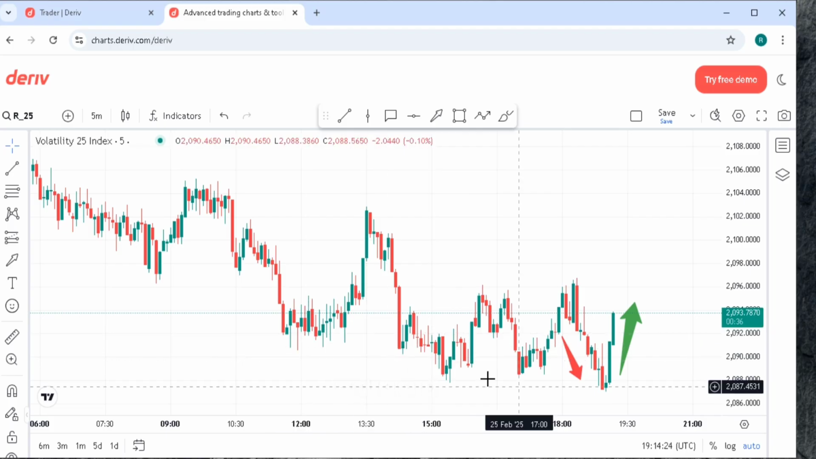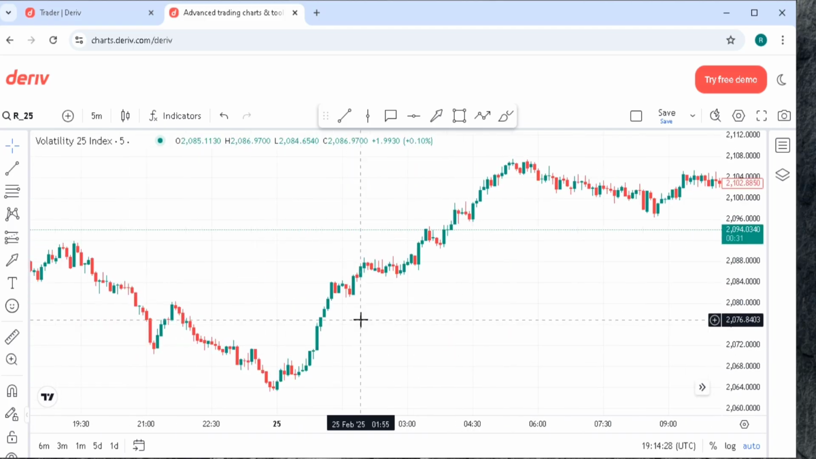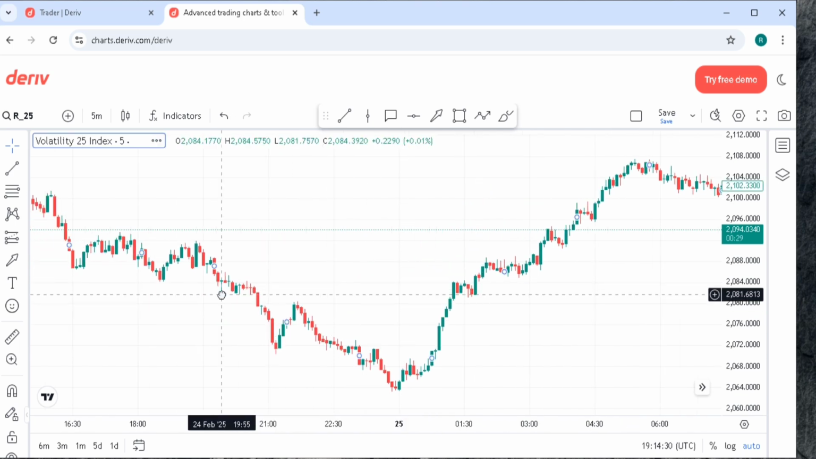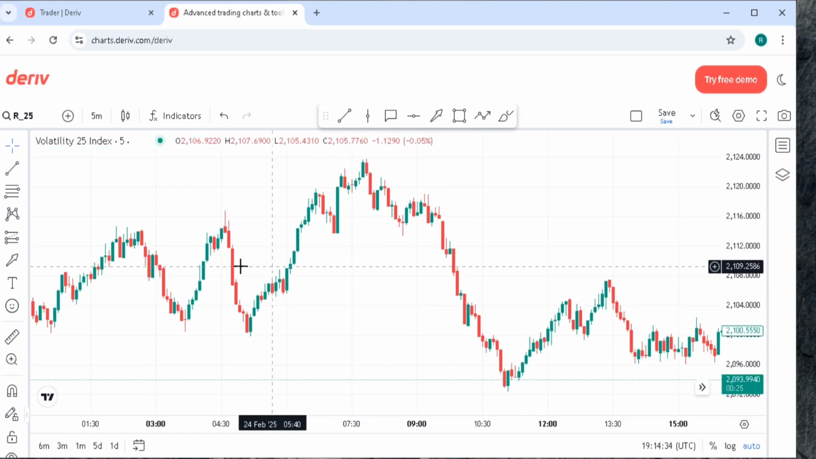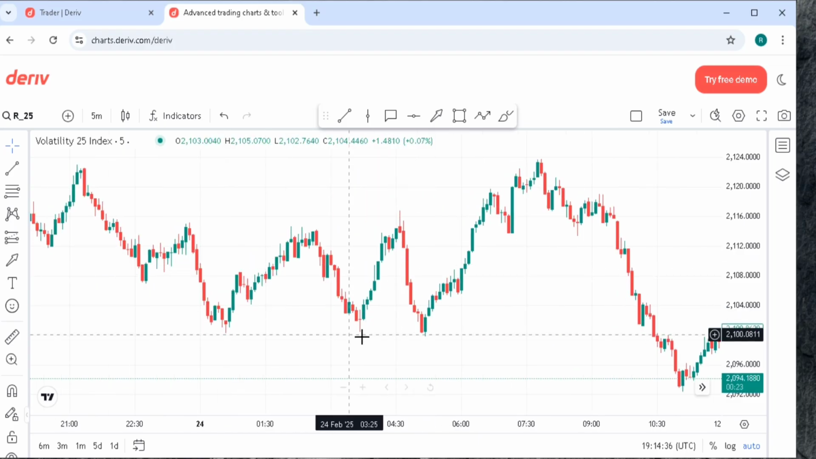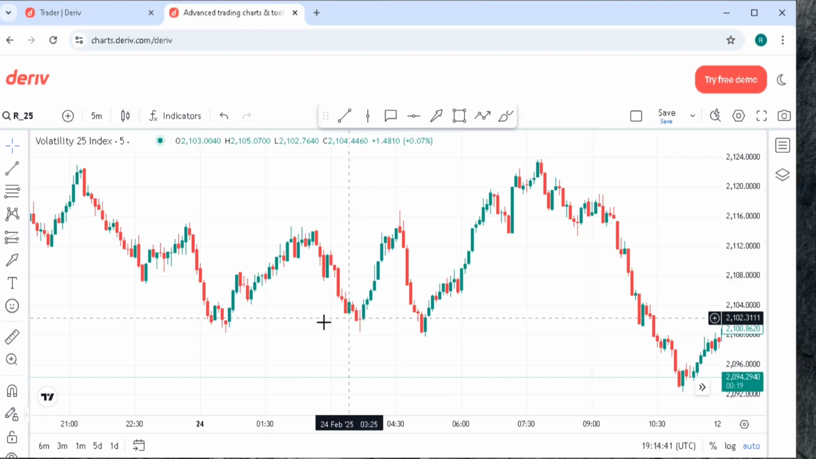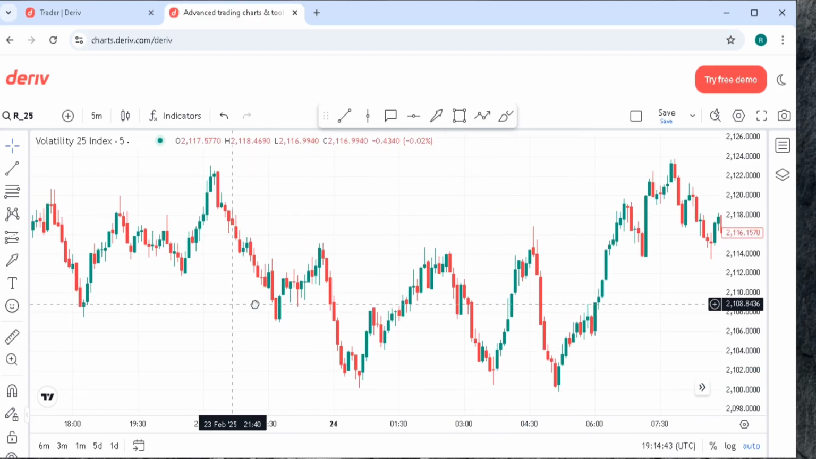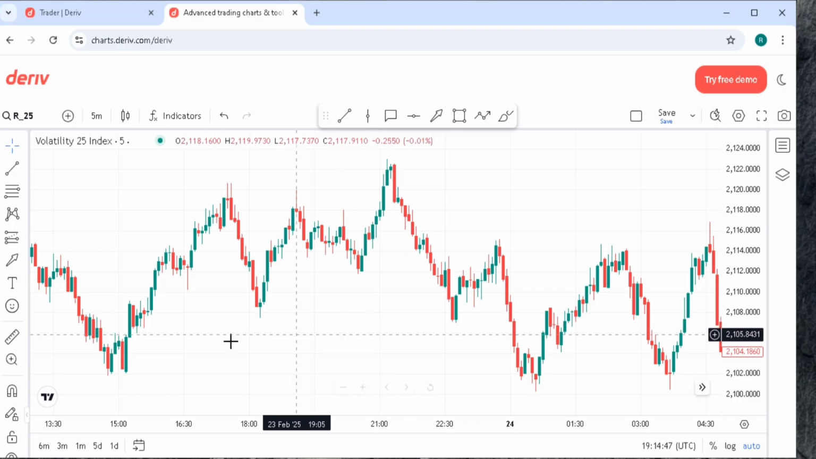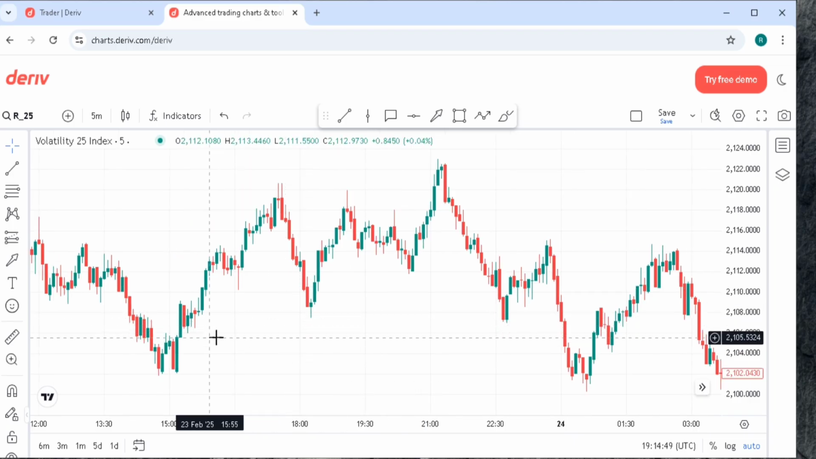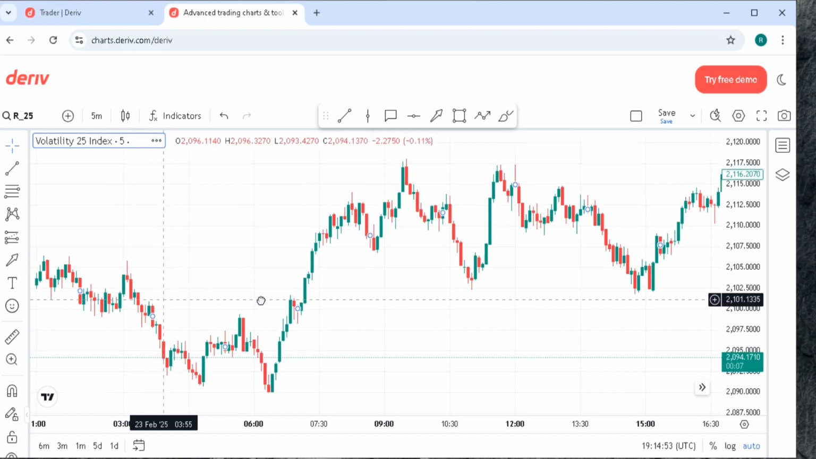Then be sure to look for a place where there is a trend. Where there is a trend, morning star. Where there is a trend, evening star, morning star. See, they are very common.